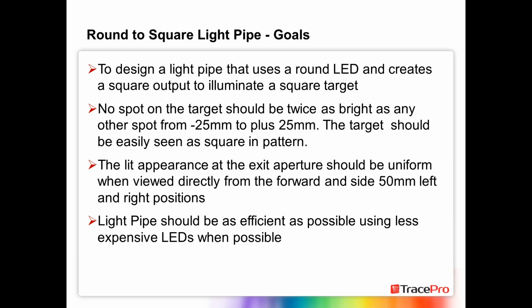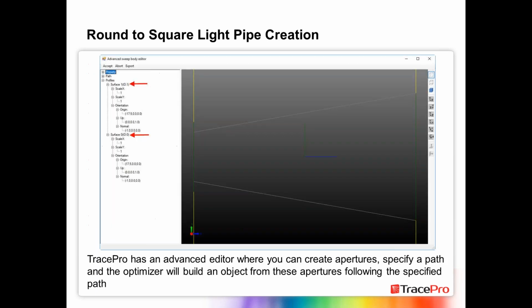The lit appearance at the exit surface should be uniform when viewed directly from the front and from a position 50 millimeters to the left and 50 millimeters to the right. The light pipe should be as efficient as possible, using less expensive LEDs if we can.